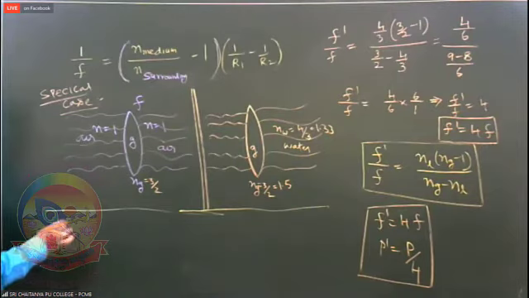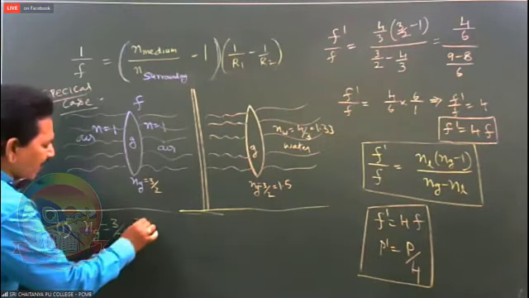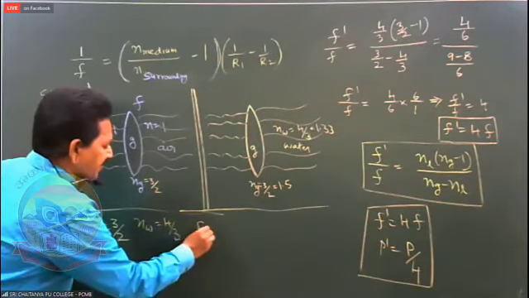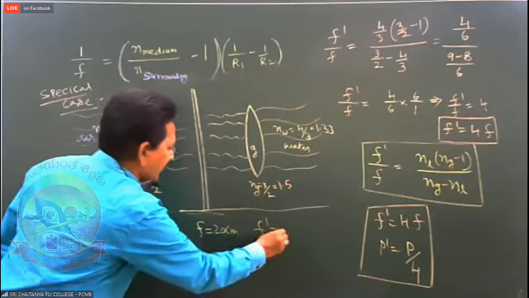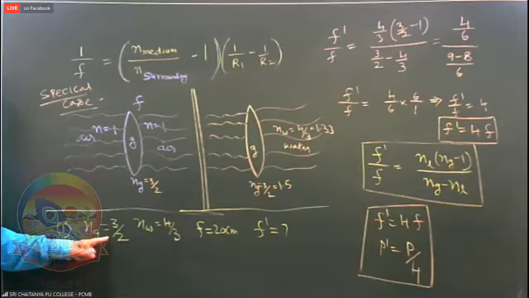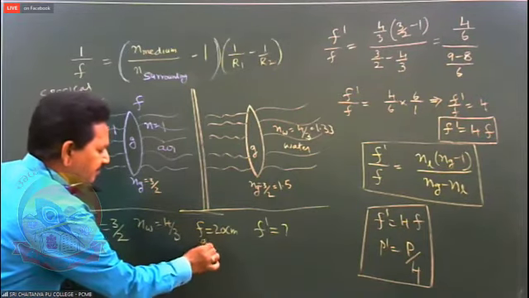Problem number 1. Ng value 3 by 2, Nw value 4 by 3, f value 20 centimeters. Find the focal length in water. Without keeping pen on the paper, we can answer. Refractive index of glass 3 by 2. First it is kept in air, and its focal length is 20 centimeters.